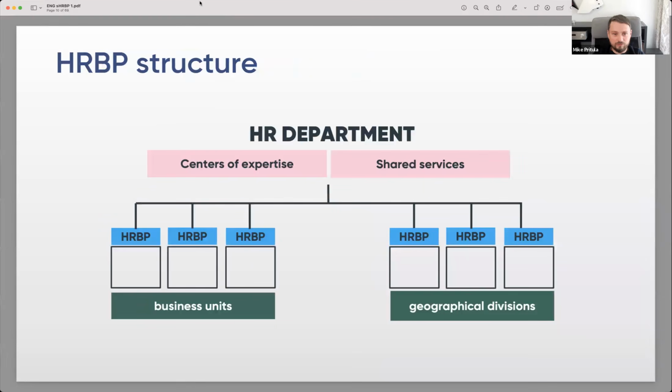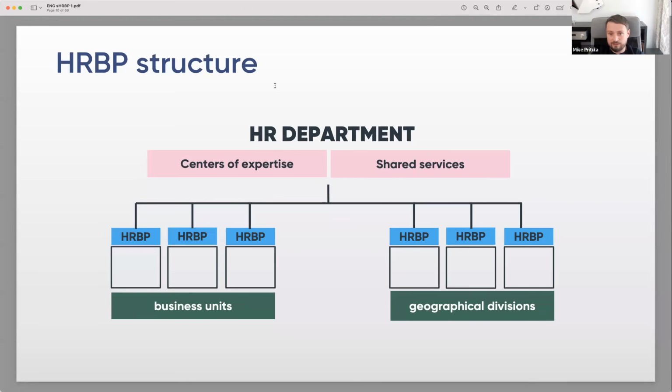So let's start our today's class, and let's learn the HR business partnership structure. So what does the HR business partner role mean? Usually, we consider the HR department as three main directions: centers of expertise, shared services, and then HR business partners.